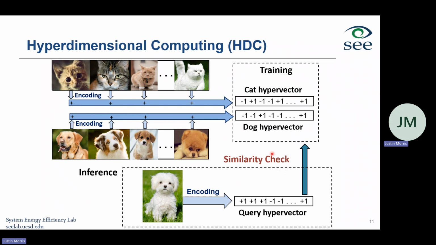So hopefully in this case, it would be the dog hypervector that has the least number of mismatches, because this is the general dog pattern representing dogs, right? And this is a pattern generated from an image of a dog. So they should be similar. Whereas this query hypervector should be orthogonal to the cat hypervector.